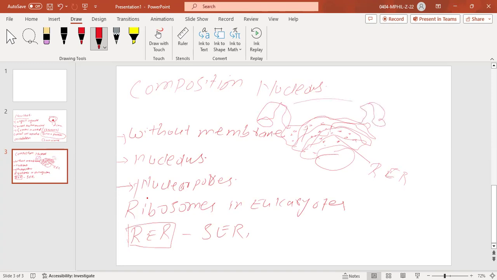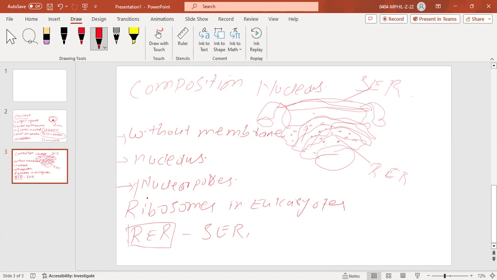And these structures do not have any type of small granules or ribosomes. If they don't have any ribosomes on them, what do we call them? Smooth endoplasmic reticulum. So this is the difference between these two types of reticulum. And this is the one way the ribosomes can be present.